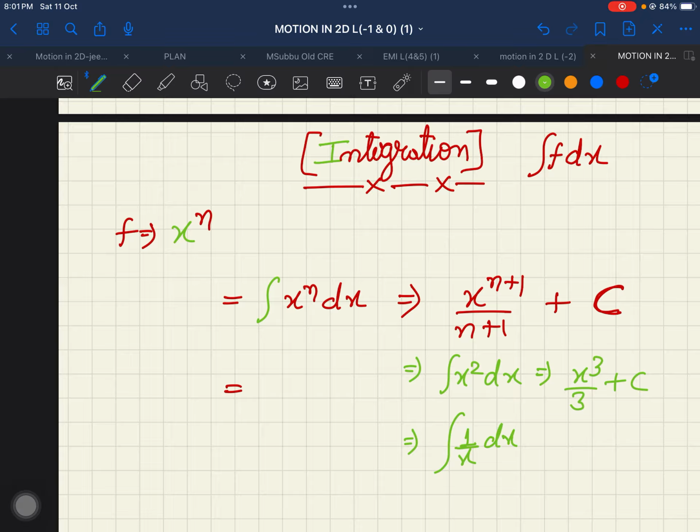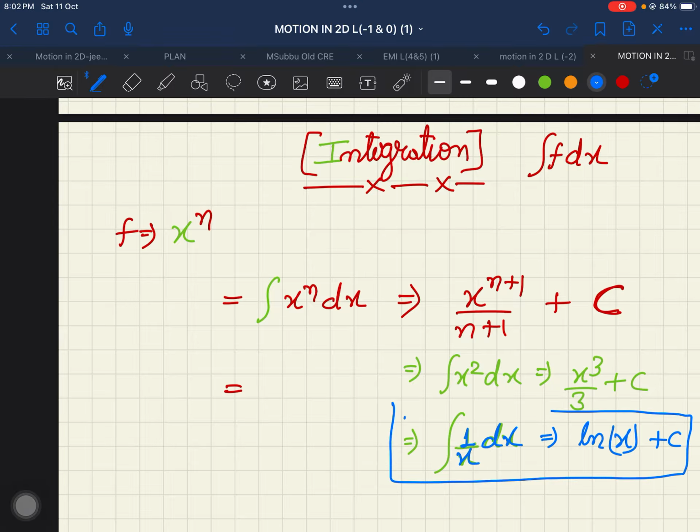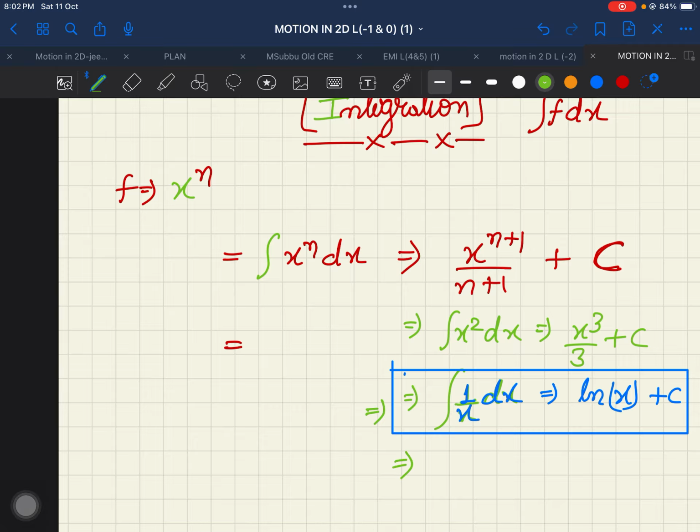This is an exception. I am writing this with a blue color. The integration of 1 by x is nothing but ln x plus c. Just note it down. This is a different formula. We'll see it again. Just note it down carefully. All right everyone, so this is a different formula. So the integration of x dx is simply x square by 2 plus c.